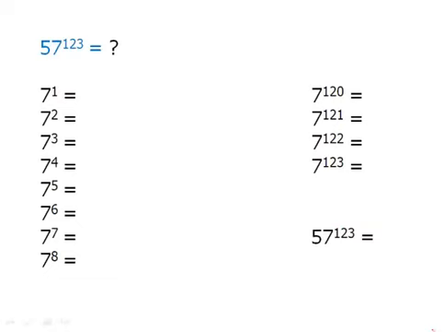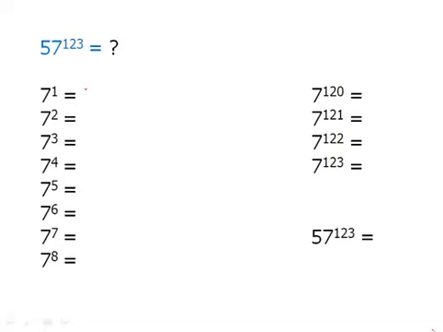So first of all, our big granddad question here, 57 to the power of 123. Well, first of all, the tens digit doesn't matter at all. So I might as well just consider powers of 7. Because any number that ends in 7, when I take powers of it, it's going to have the same unit digit as just the powers of 7. Only the unit digit matters.